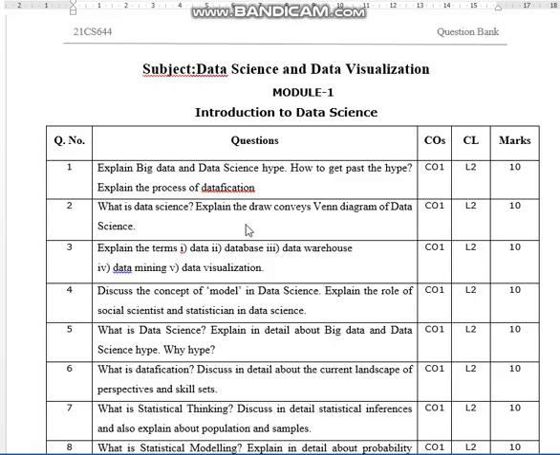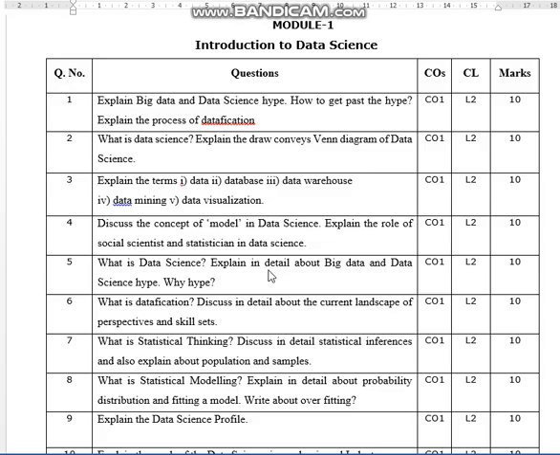What is data science? Explain the Drew Conway Venn diagram of data science. Explain the terms data, database, data warehouse, data mining and data visualization. Explain the concept of model in data science. Explain the role of social scientist and statistician in data science. What is data science? Explain in detail about big data and data science hype. Why hype? So again it's a 10 marks question.